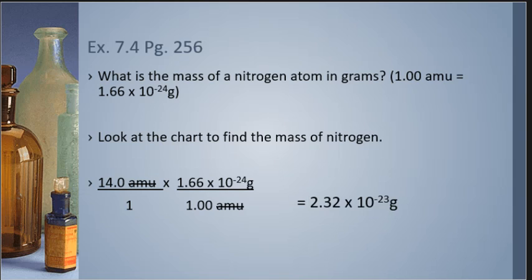grams. All right, so what if I asked you, would you please weigh out 1 AMU of nitrogen? You would have to weigh out 2.32 times 10 to the negative 23 grams. Do you think my really excellent, awesome scale is going to do that? No. No. All right, so what's going to happen here, y'all?